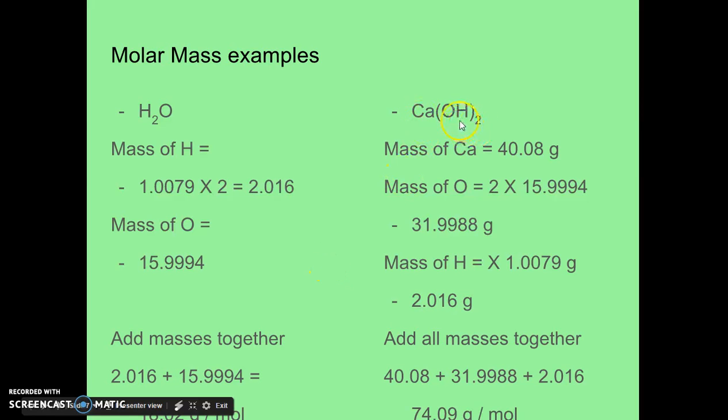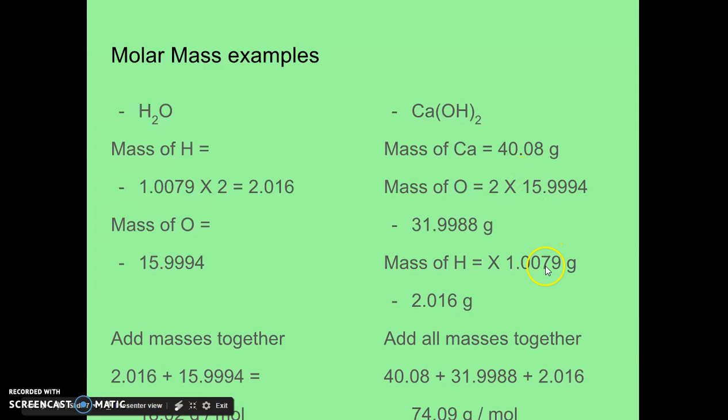Calcium hydroxide. I have 1 atom of calcium. Remember, the parentheses tell me that I have to distribute this too, so I have 2 oxygens and I have 2 hydrogens. So calcium is 40.08 grams, according to the periodic table. The mass of oxygen, I have 2 of them, so 2 times 15.9994, which equals 31.9988. And the mass of hydrogen equals 2 times 1.0079 grams, giving me 2.016 grams.